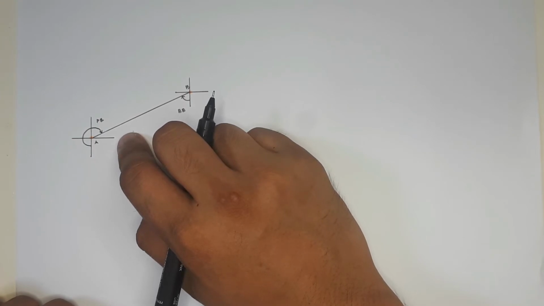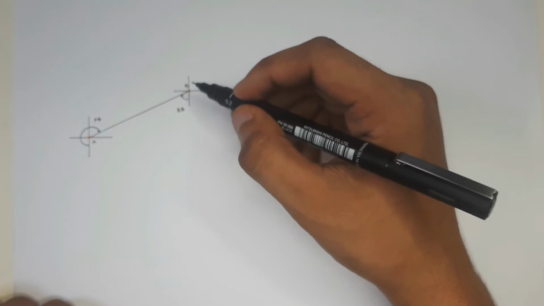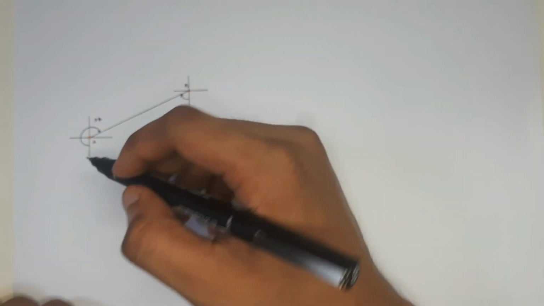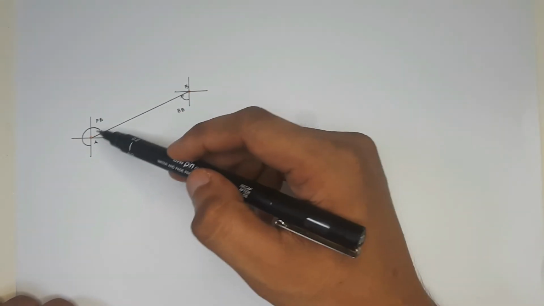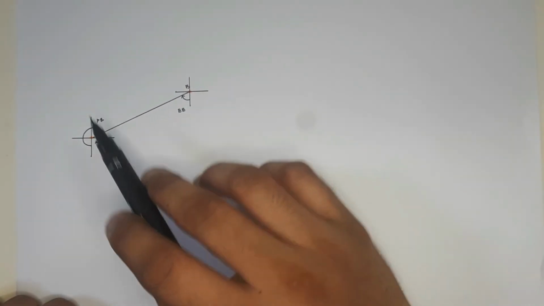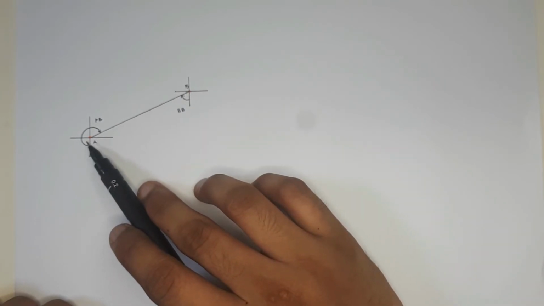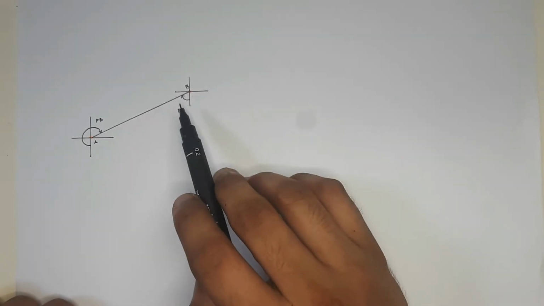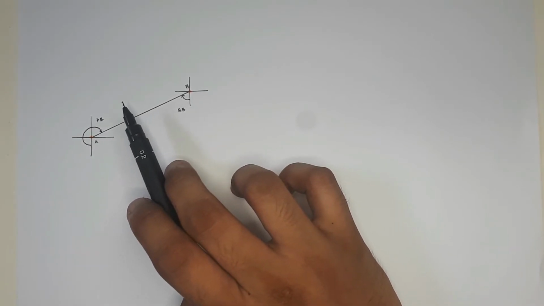So the angle in this point is just the same as this angle. So if this angle is 30, then this angle is also 30. If this is 45, then this is also 45. The only difference is their direction. So forward and back bearing differ from each other in direction.